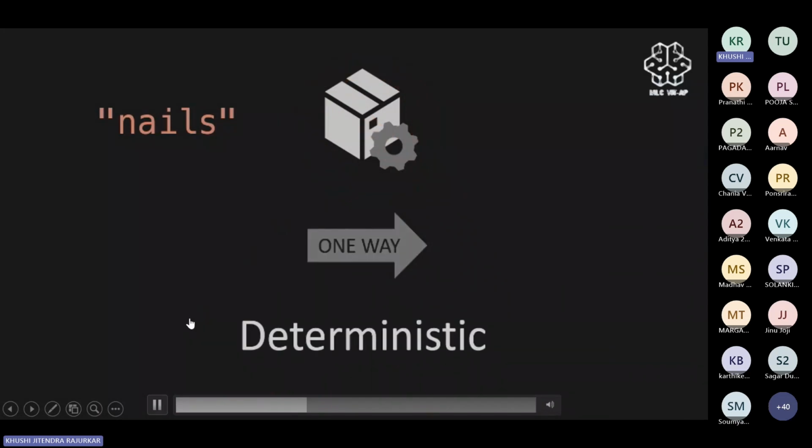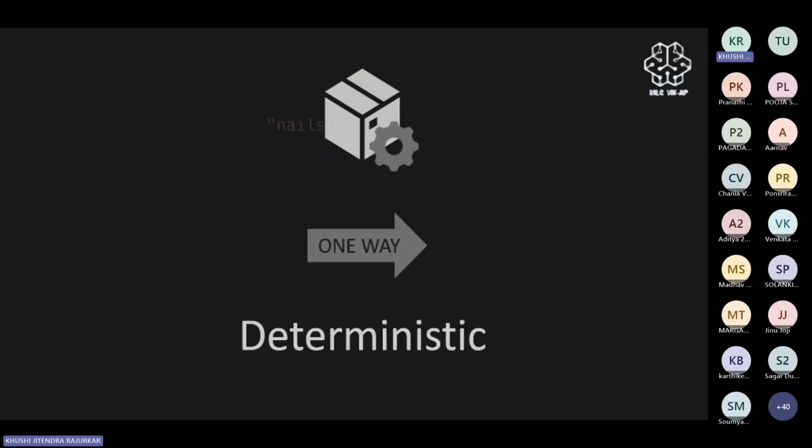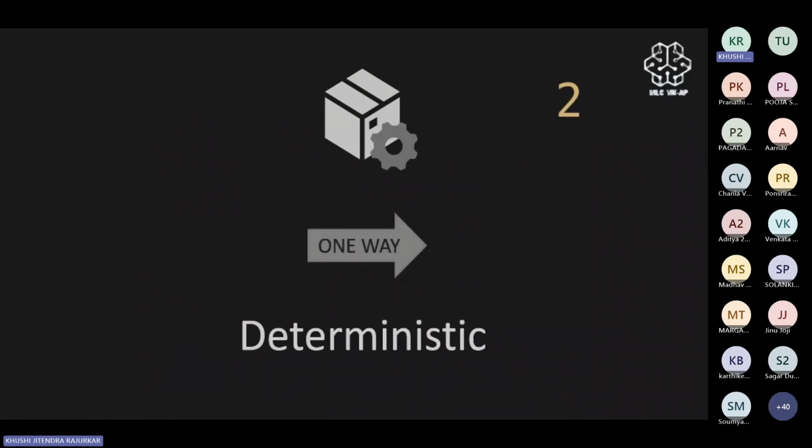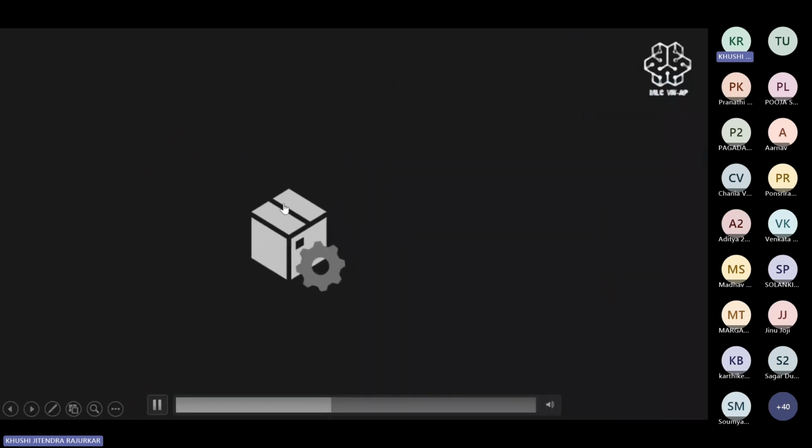And a hash function is also deterministic, which means that every single time you pass this key nails into it, it will generate the value 2 only. It would never generate a different value for your nails key.